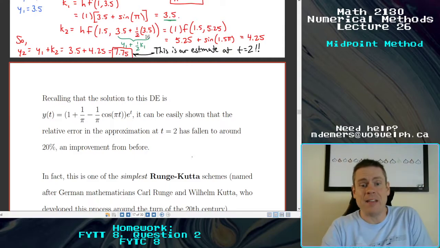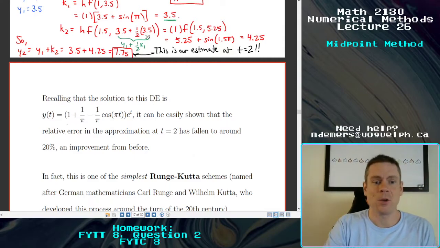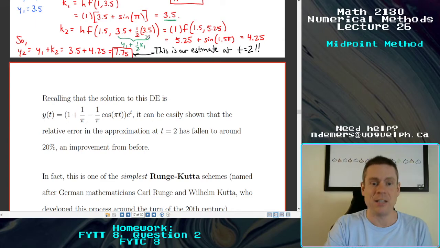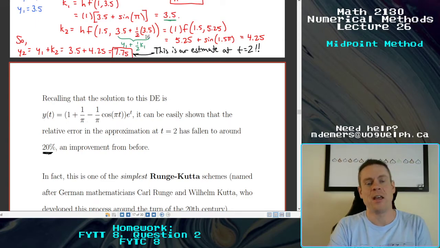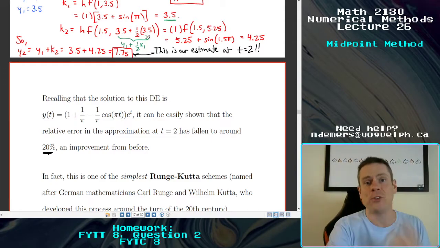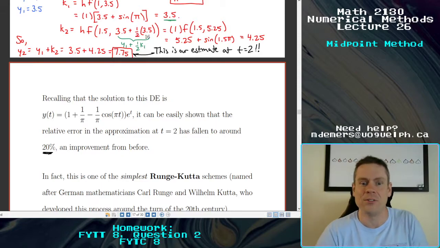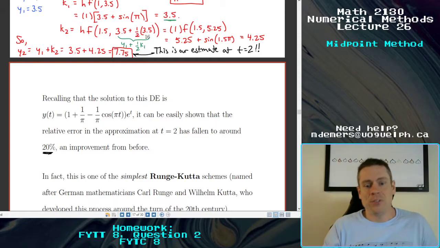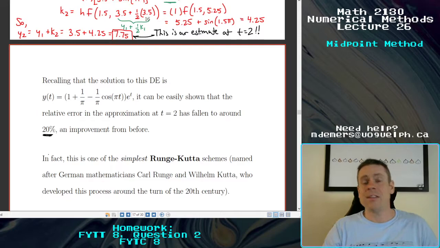So in any case, the relative error, if you were to calculate it using the same solution as before and so on, has fallen to around 20%, and that would decrease much more quickly as well if you were to continue to reduce that step size. But there are a lot of calculations involved and so on.